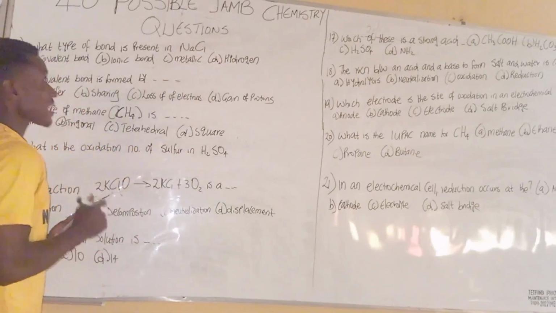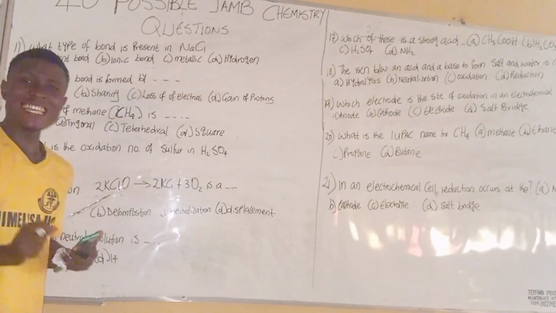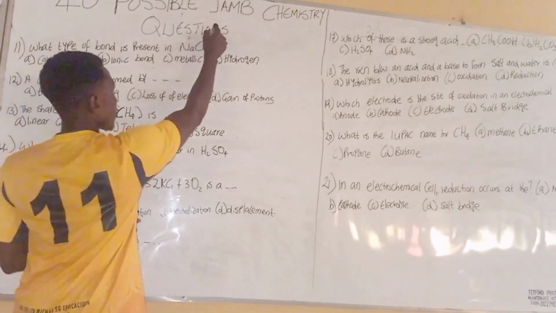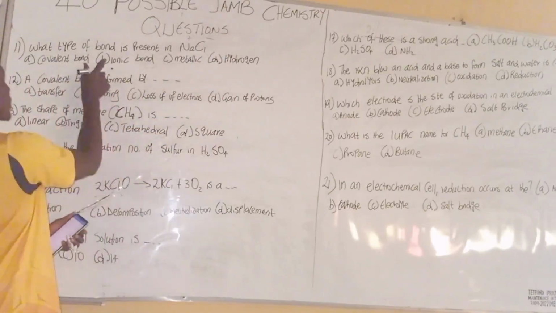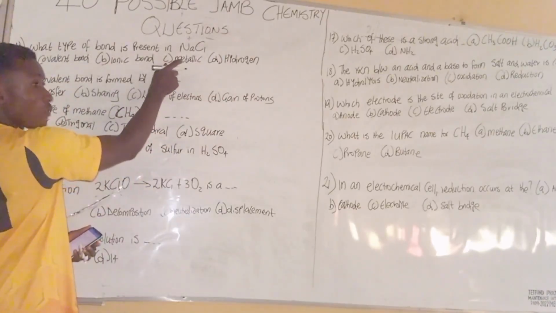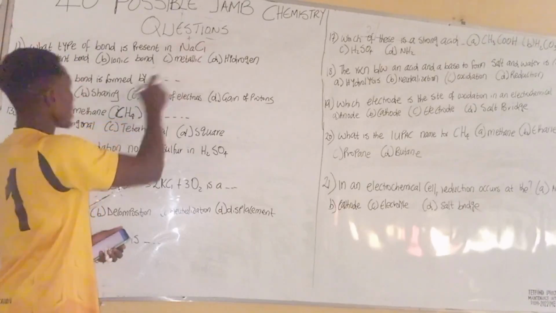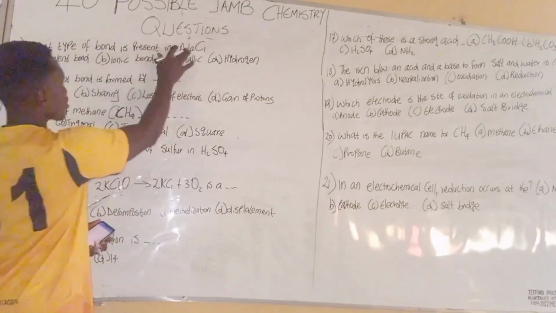You have to know that sodium chloride is a type of sodium plus chlorine minus. This is to tell you that there is a presence of ions. This is to tell you that there is presence of ions here. So what type of bond is present in sodium chloride?